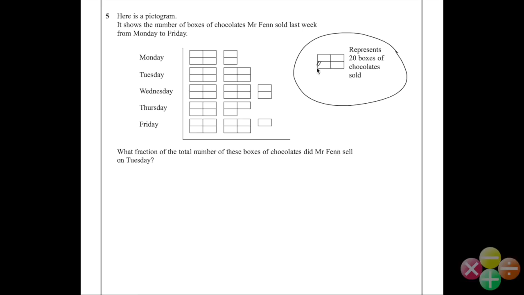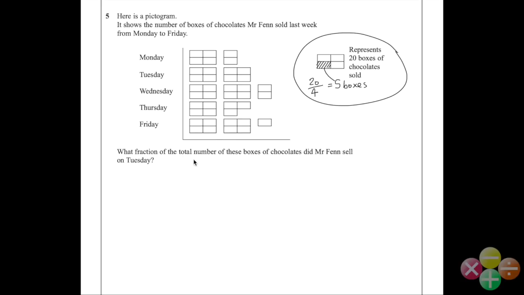Now it'd be useful for us to know what one of the rectangles is worth. Now if all 4 are worth 20, a simple bit of division, 20 divided by 4 gives me 5. So I know that a small rectangle is worth 5 boxes.